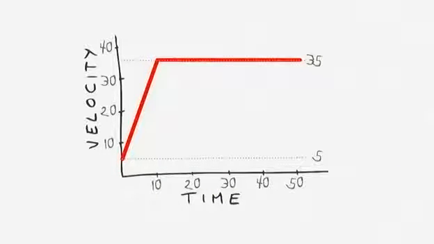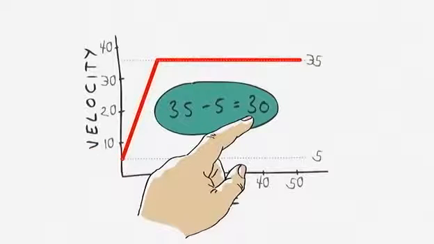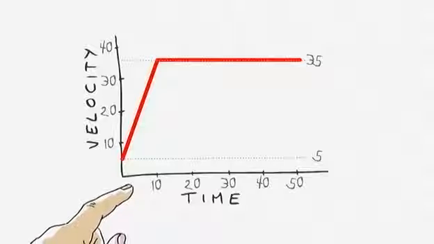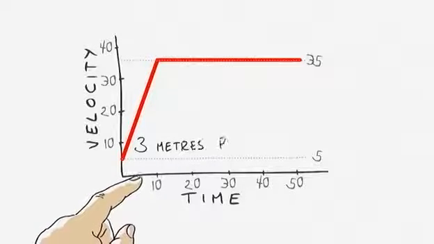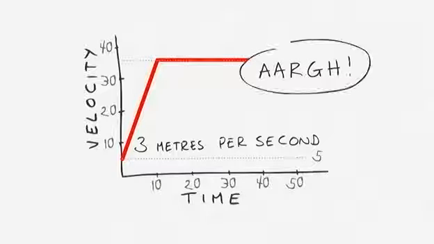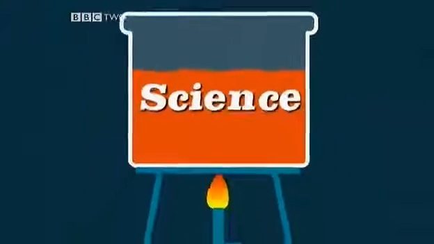The change in velocity is from 5 to 35 metres per second, so an increase of 30 metres per second, which took 10 seconds to accomplish. So it increased its speed by 3 metres per second for each of those 10 seconds. Or, to put it another way, the acceleration is 3 metres per second. Or, you can say, 3 metres per second squared.